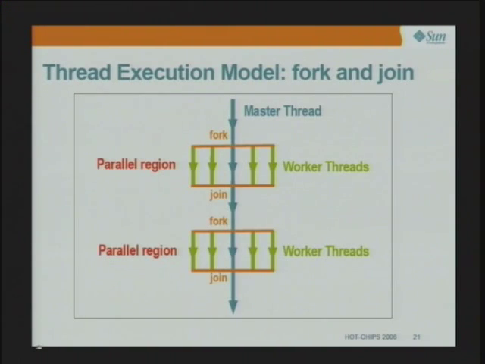So OpenMP has a very specific execution model. Basically, fork and join. You have a thread called the master thread. It enters a parallel region. It will fork a bunch of slave threads, then execute this parallel region. After the parallel region, conceptually, all the threads will join and go to the next parallel region.